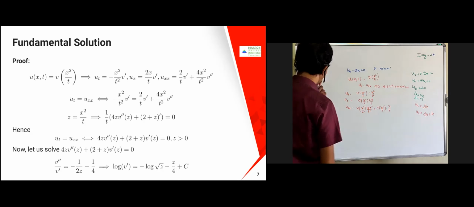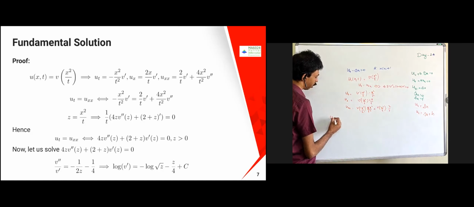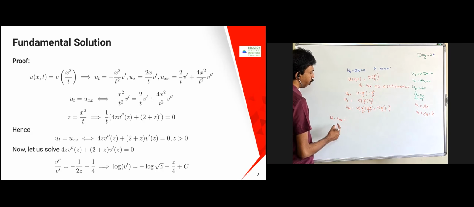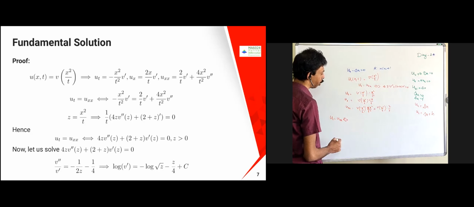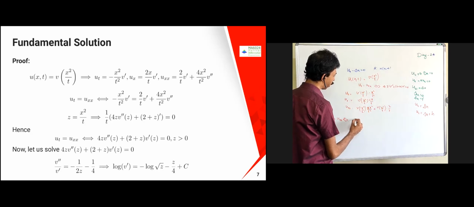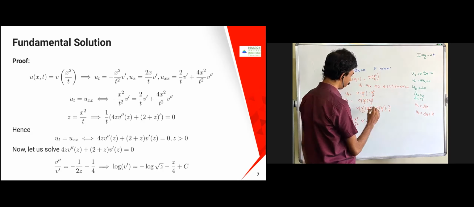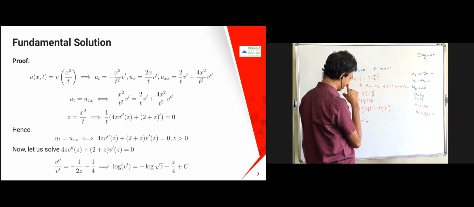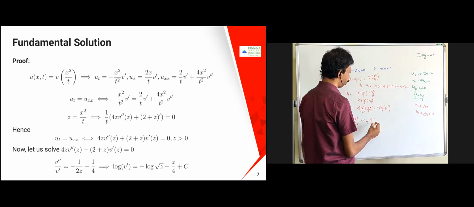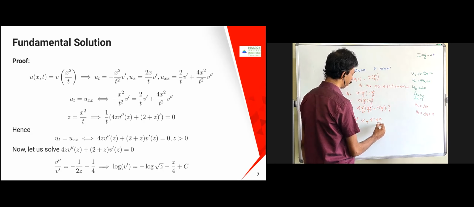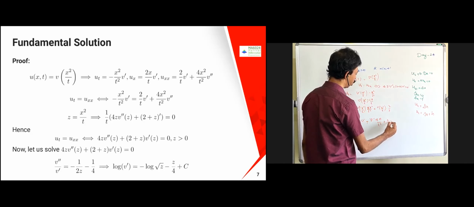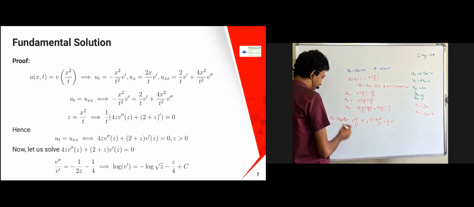So if u_t equals u_xx, suppose u_t is equal to u_xx, then what you are going to get is u_t equals minus x squared by t squared into v dash plus v double dash. I missed the v double dash somewhere here. So it is v double dash, 4x squared by t squared plus 2 by t into v dash, and this is equal to 0.